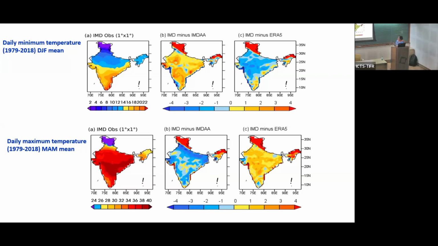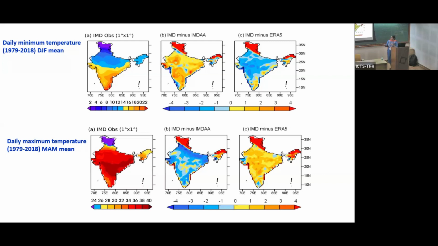Here if you see IMD minus IMDA, we are getting a positive difference. That means during winter, IMDA is underpredicting the temperature. This is the minimum temperature. So the minimum temperature during winter is underpredicted in IMDA, but not that much, because if you see IMD minus ERA5, it is negative. So ERA5 temperature is more. Compared to the observation, IMDA is predicting a cooler winter and ERA5 is predicting a hotter winter. So the minimum temperature is slightly different in both the reanalyses.